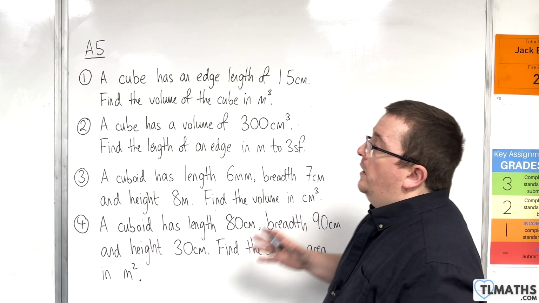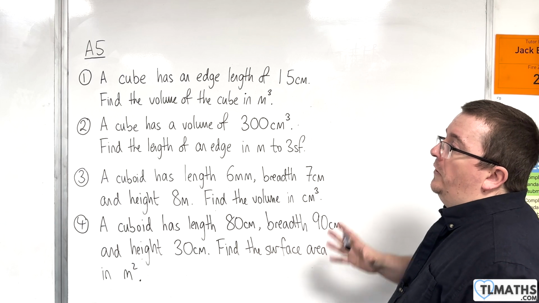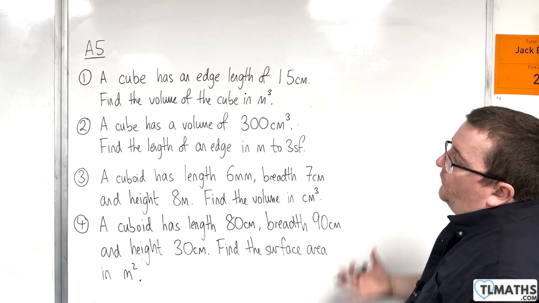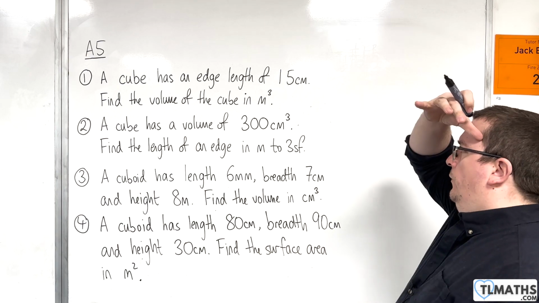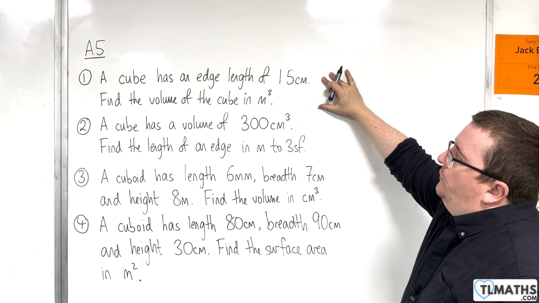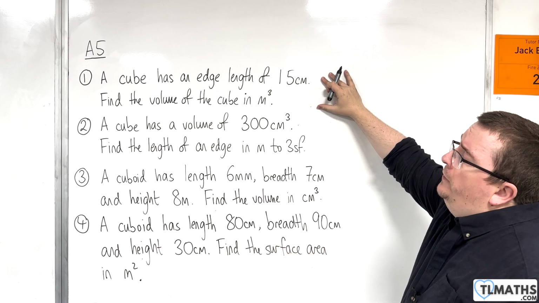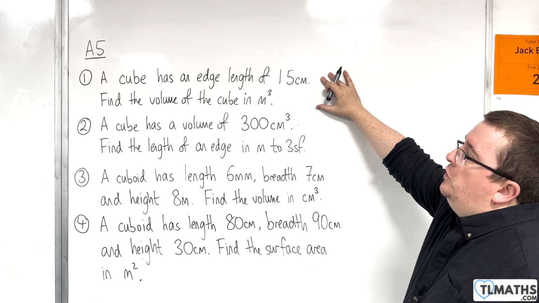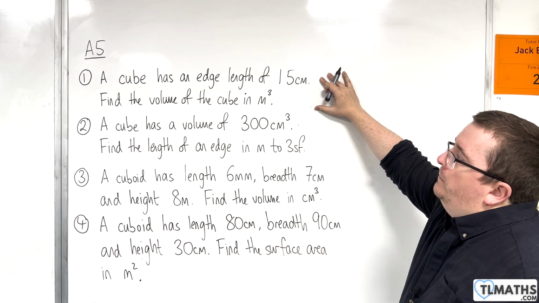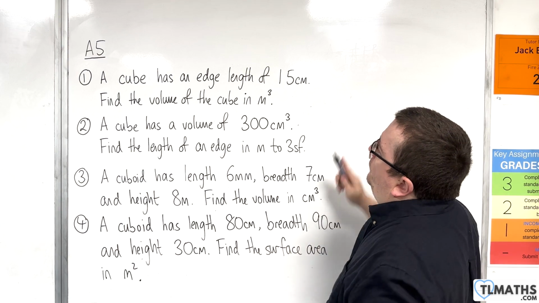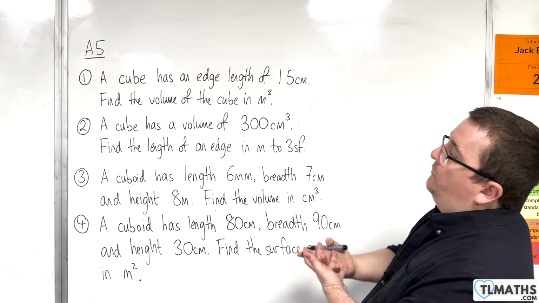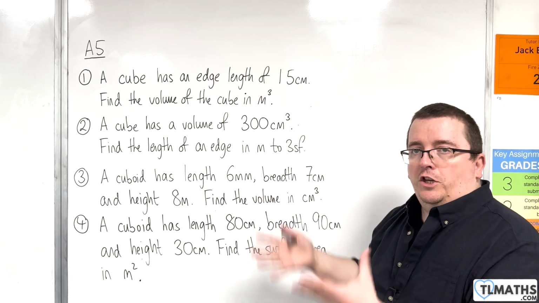So in this video we're going to work through 4 problems that involve cubes and cuboids with their volumes and surface areas. So question number 1. A cube has an edge length of 15 centimetres. Find the volume of the cube in cubic metres. Okay, so if it's got an edge length of 15 centimetres, that means its length, breadth and height are all 15 centimetres because it's a cube, not a cuboid.